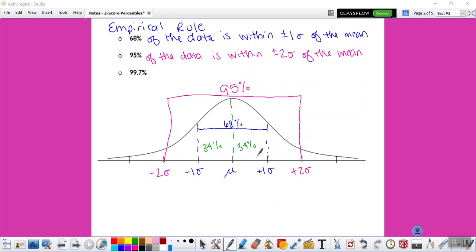So if there's 68% in the middle and 95 overall between negative 2 standard deviations and positive 2 standard deviations, that means that there's 27% left over, which if we cut that in half, that means each of these smaller sections have 13.5%.